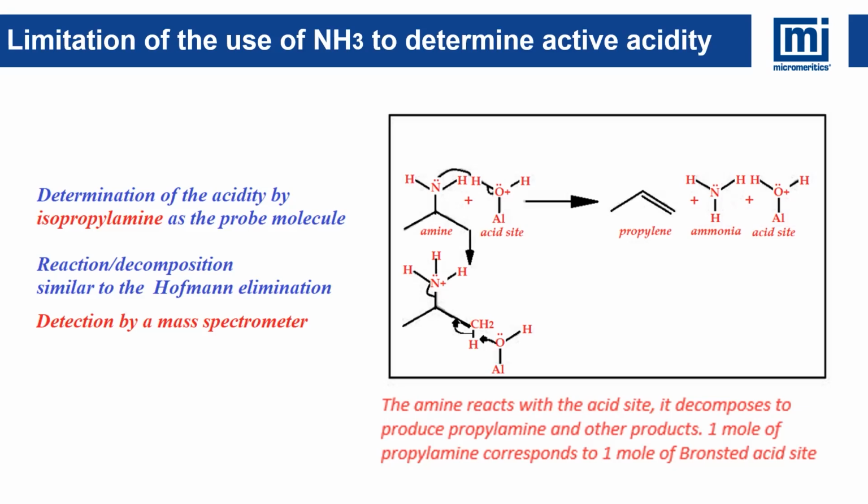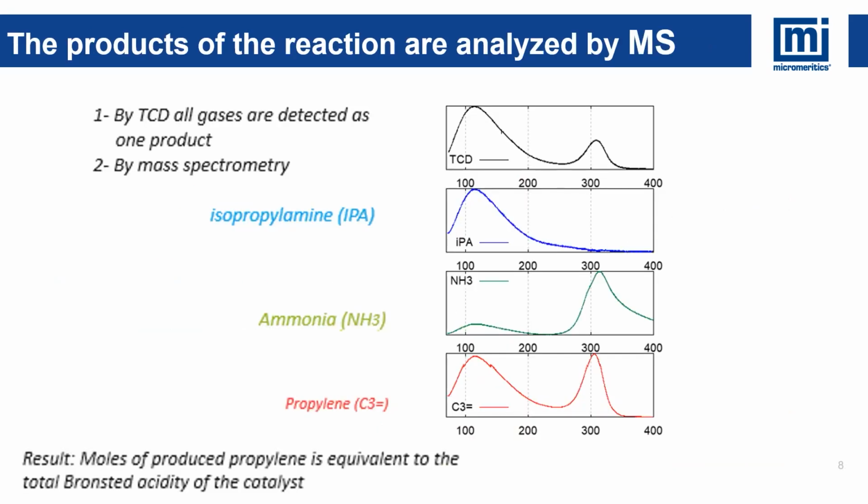So in this case, the decomposition reaction is going to be similar to the Hofmann elimination, as you can see on the right side of the curve. So how can we calculate the Brønsted acid sites? We have to calibrate our mass spectrometer. In this case, we have to use a mass spectrometer, as we do have several products. As I said before, the TCD is not capable of identifying these products, but the mass spectrometer can give us information about the three products.